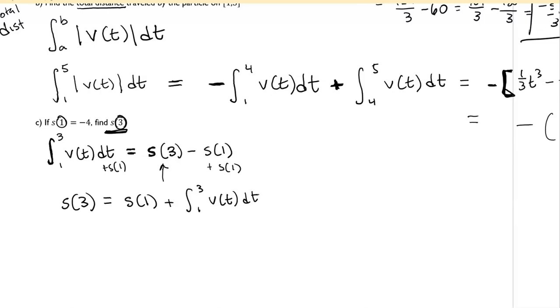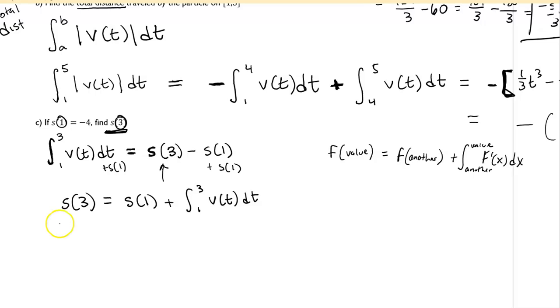So this is something that's going to be very important. This happens all the time, where we have the function at some value equal to the initial condition, plus the integral from one value to another of f prime of x dx. So that actually gets used quite often.